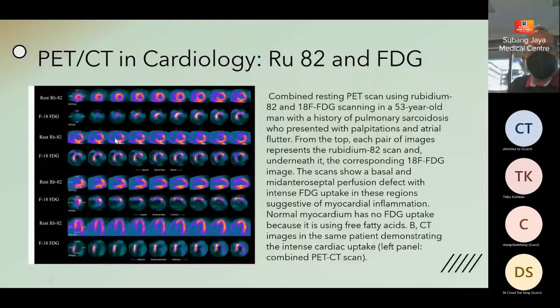But just to illustrate something: the heart is using fatty acids, so the glycolysis is reduced. But if there's inflammation in the heart, it tends to increase. In this patient with cardiac sarcoidosis, you can see that in the septal area there's a reduction in uptake on perfusion, but on the FDG there is increased uptake, which is due to cardiac sarcoidosis. So in very selected cases, we can actually use the combination of two, but I don't see that anytime soon in SJMC. Hopefully, maybe in the future, but not yet.